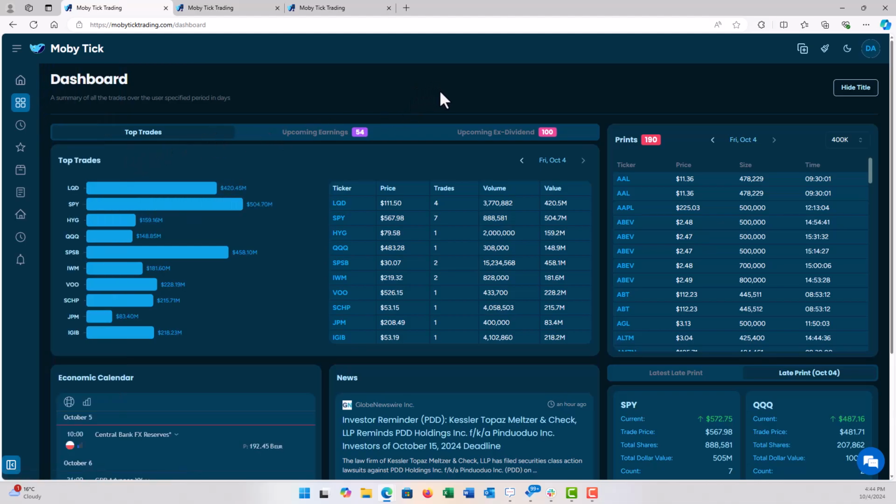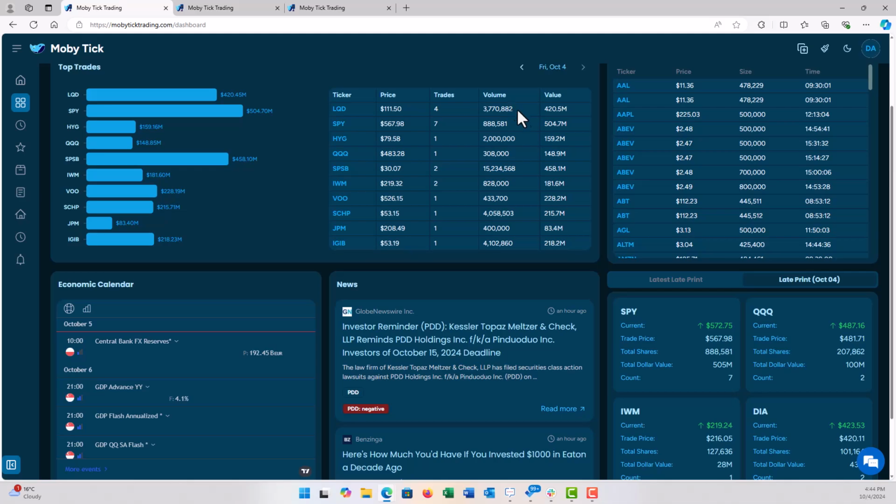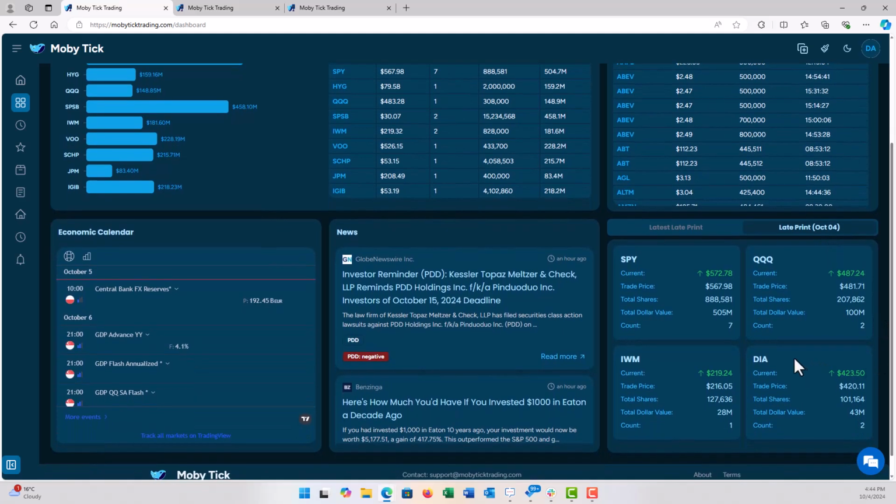If we go back to our dashboard here, which is kind of our general console to get a feel of what's going on for the day. So right now, here on the dashboard, we actually see these late prints for today, which is October 4th. And for the SPY, there's 7 of them at 567.98, and we're above that right now. We're at 572.78, and this is $500 million, and there's 7 trades so far. So we can see that each of the indices has some trades. So there's 100 million on the Qs, 28 million on the IWM, 43 million on the diamonds.